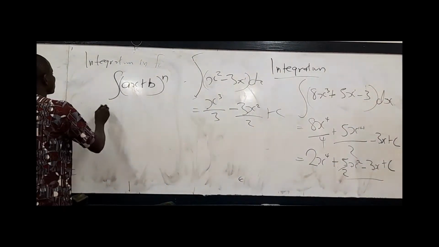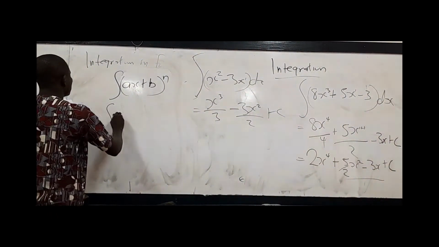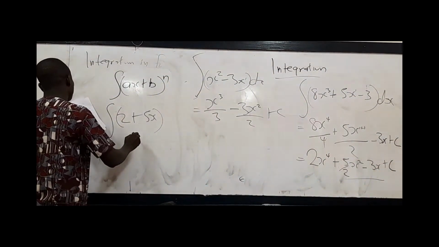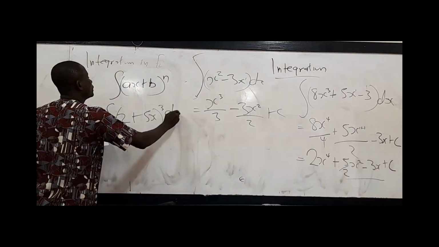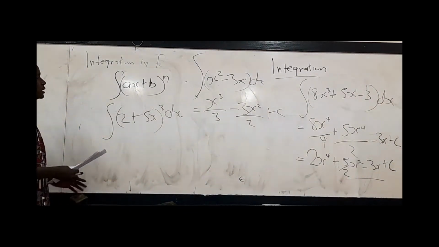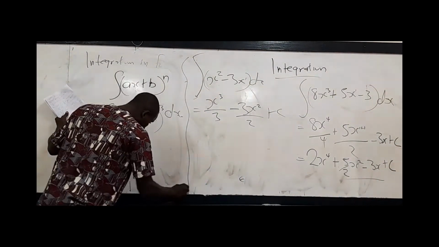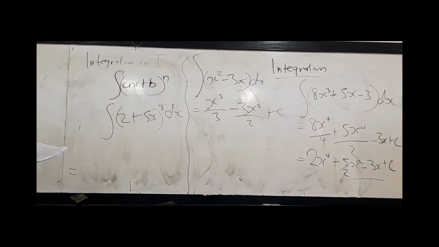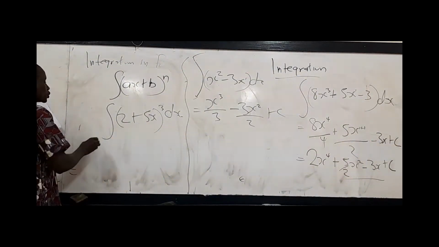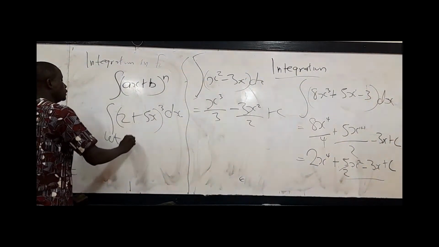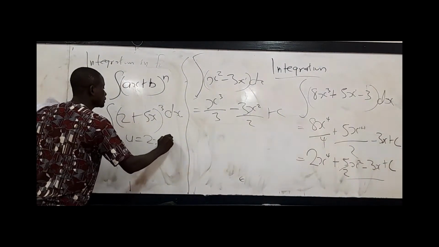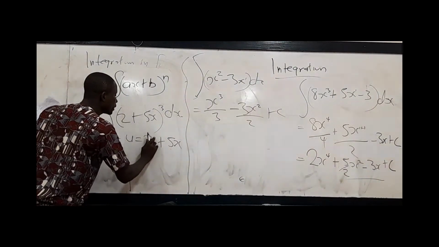So I want us to evaluate the integral of 2 plus 5x to the power 3 dx. We are supposed to integrate this. Now, how are we going to integrate this? We said that this one is more or less a function of a function. So we let u be equal to 2 plus 5x.